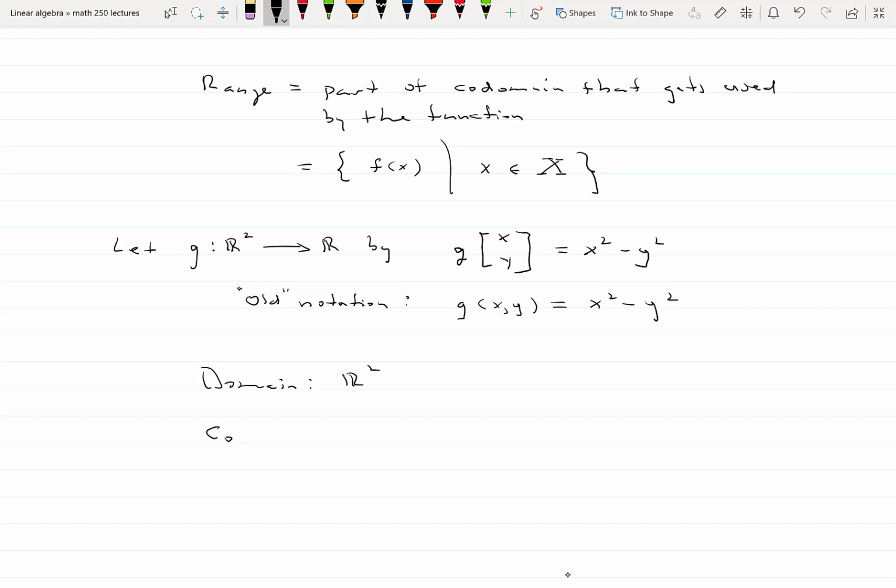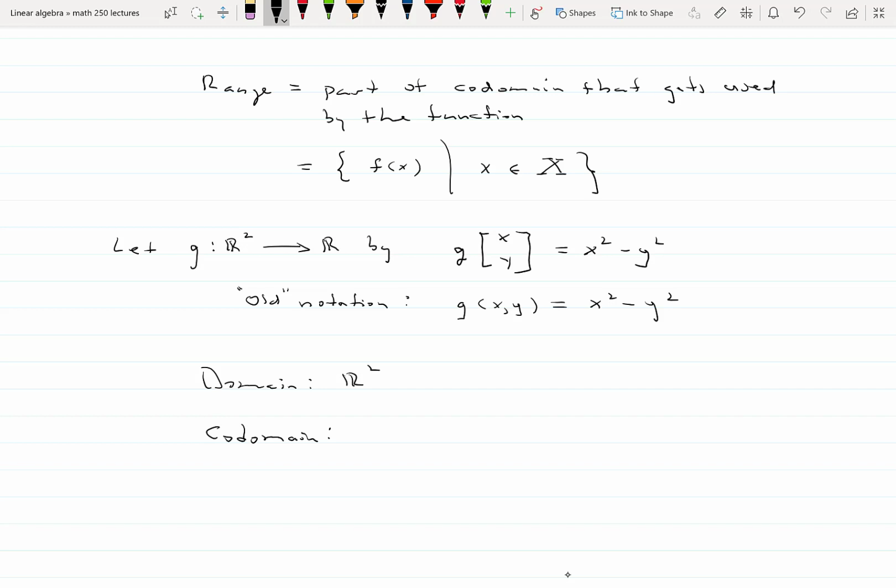So what's the codomain? The codomain is what those points in R2 are turned into. The codomain is that vector space that those elements from R2 are taken into. Okay, if that didn't make sense, I don't like my wording on that either.